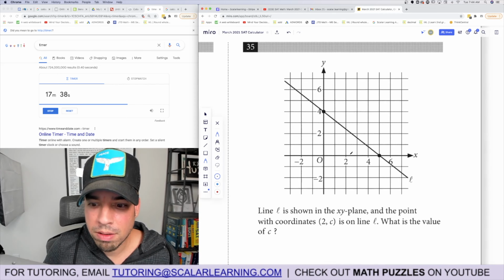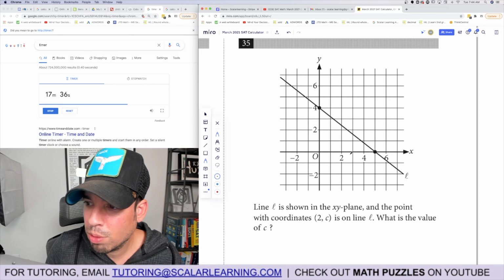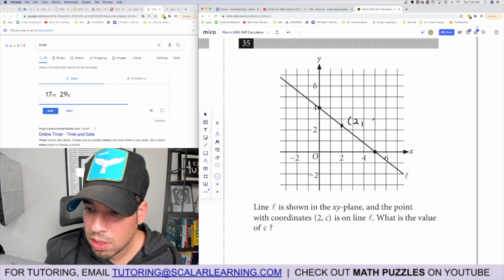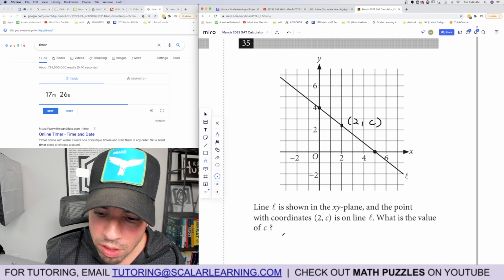We're good. 35. Line L is shown on the XY plane, and the point with coordinates 2, C is on the line. What is the value of C?